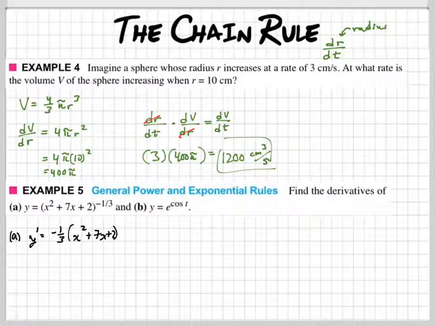Nothing's changed with the inside. And then I take 1 away from that, so that would be negative 4/3. Okay, you cannot distribute this, guys. You cannot do that, because you have to do the power first before you can multiply it. Don't make that mistake. Then we multiply it times the inside.